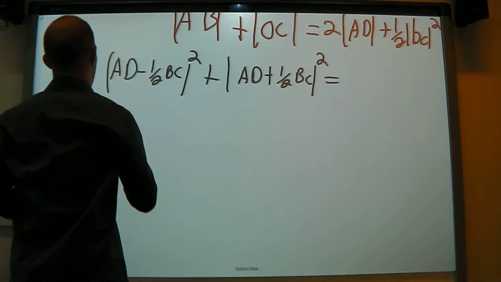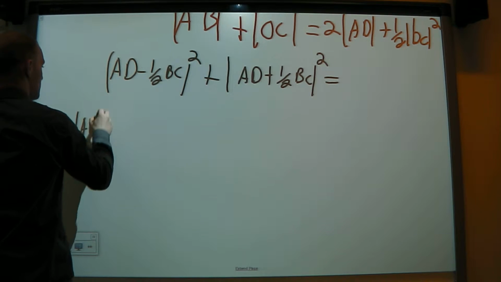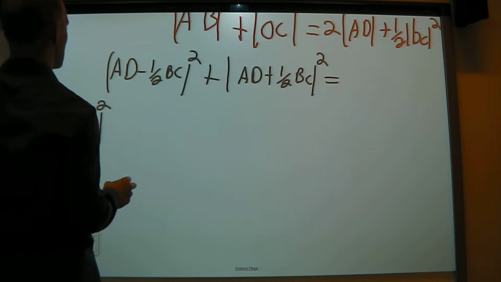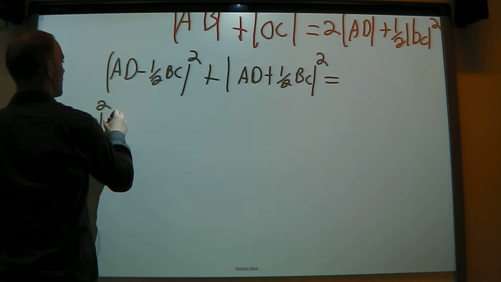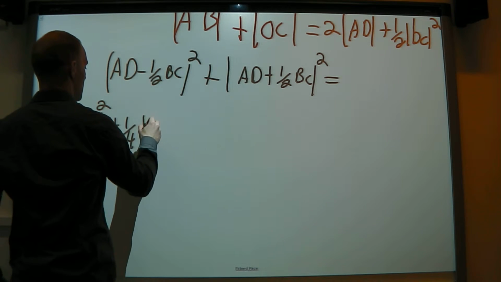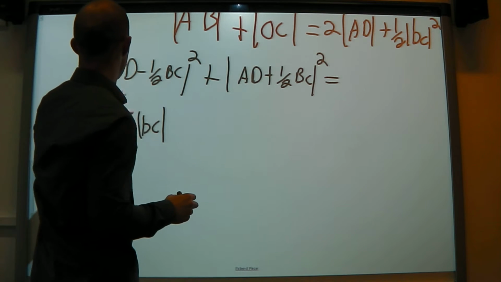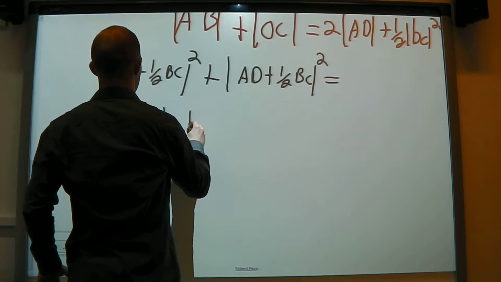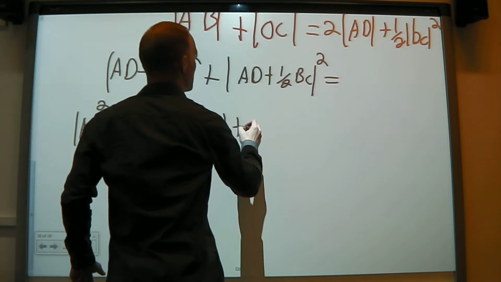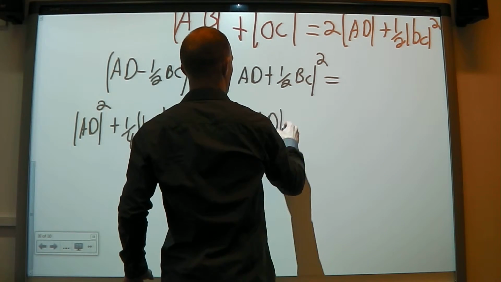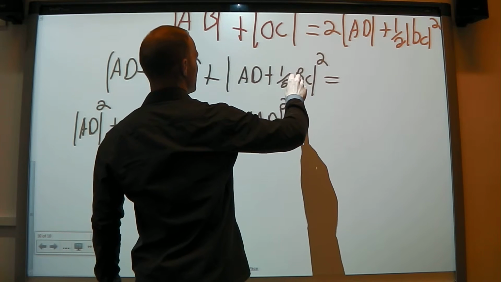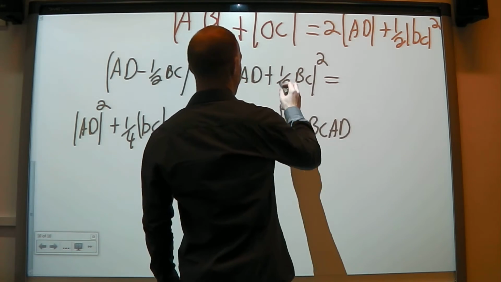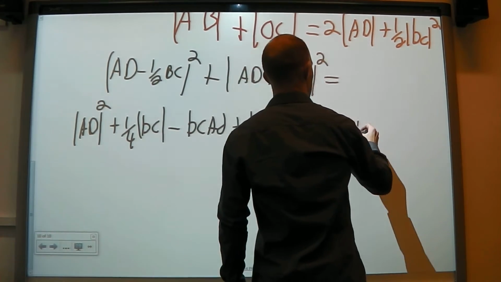So we just work this out, and hopefully the left hand side will equal the right hand side, which it should. So we have AD squared plus a quarter BC squared, and then we have minus a half BC.AD, minus a half, which is minus BC.AD, plus we have AD squared plus a half BC.AD plus a half BC.AD, which is plus BC.AD. And then we have plus a quarter BC squared.